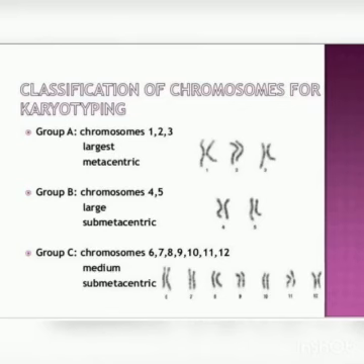It consists of 6, 7, 8, 9, 10, 11 and 12. And this C group also has the sex chromosome X. 13, 14 and 15 belong to D group. 16, 17, 18 belong to E group.